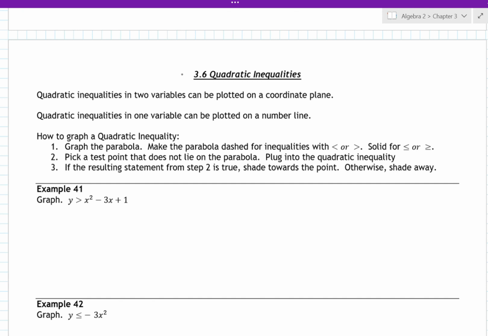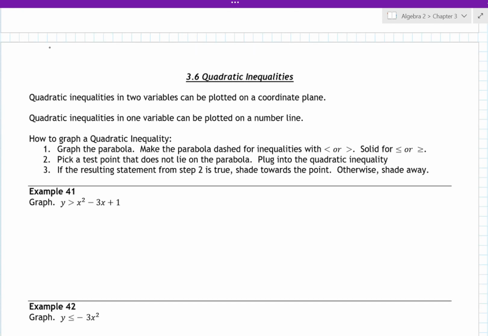All right, now we are looking at 3.6 quadratic inequalities. So we've all used inequalities before. Say something like if we have x is less than 5, we draw a little number line, we put a 5 on it, we're going to have an open circle, and we shade left. Right, so that's the old version that we probably all remember from middle school.